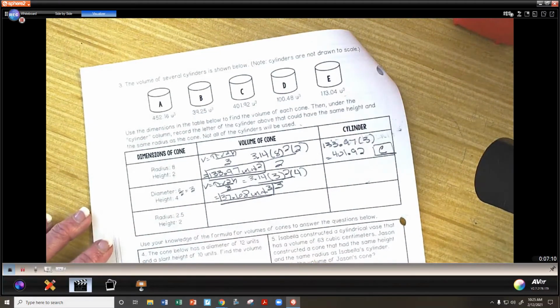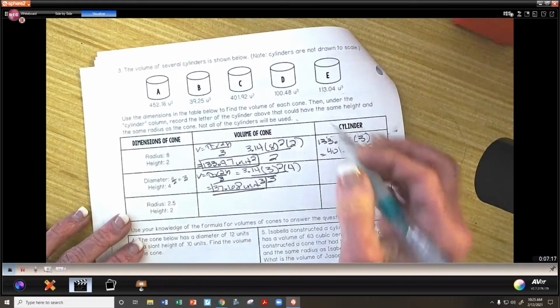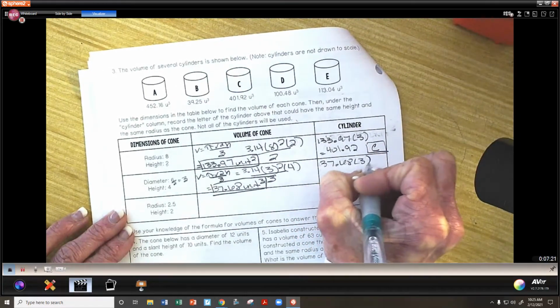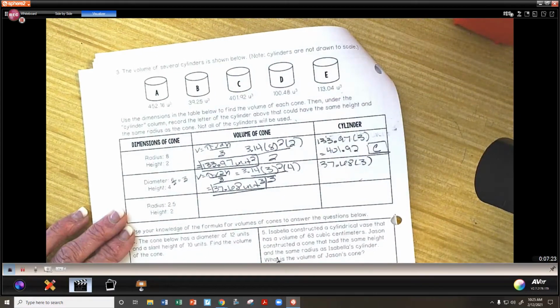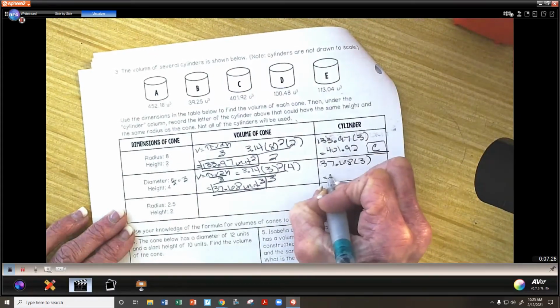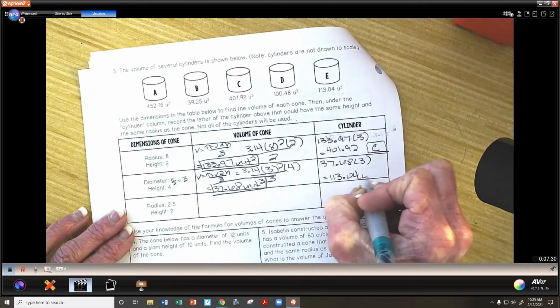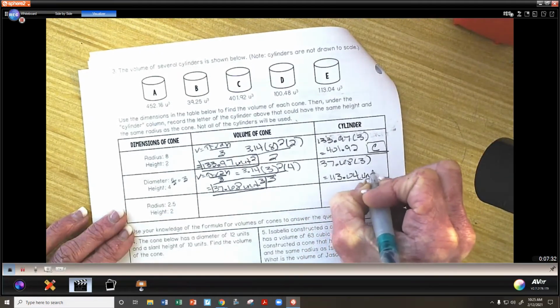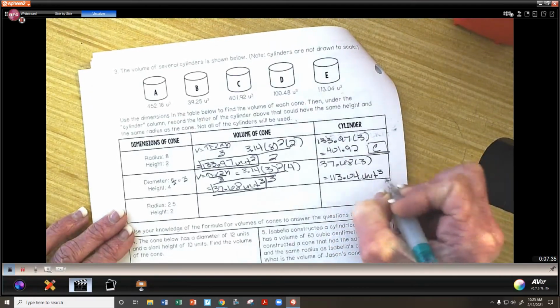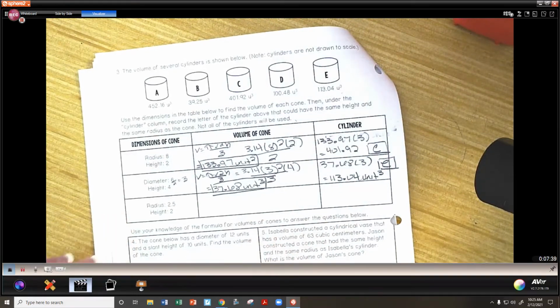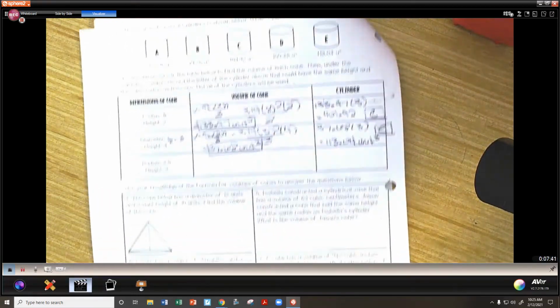We know the volume of the cone, and it's a third of a cylinder. So now we're working backwards. So we're going to have to multiply it by 3. And when I do that, I get 113.04 unit cubes. And that is E. Okay, I'm going to let you guys do the next one.